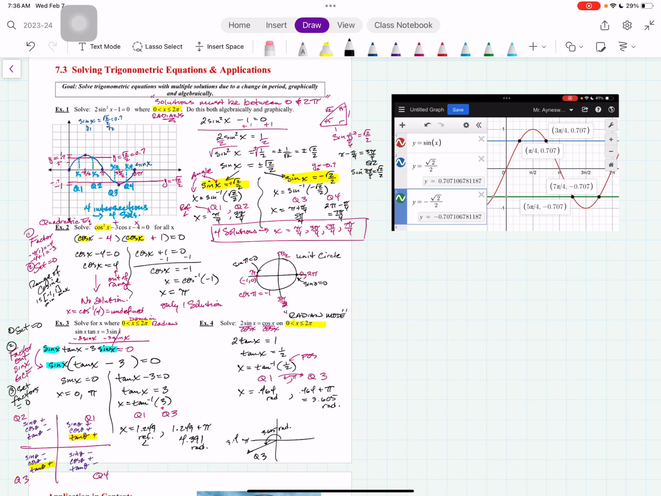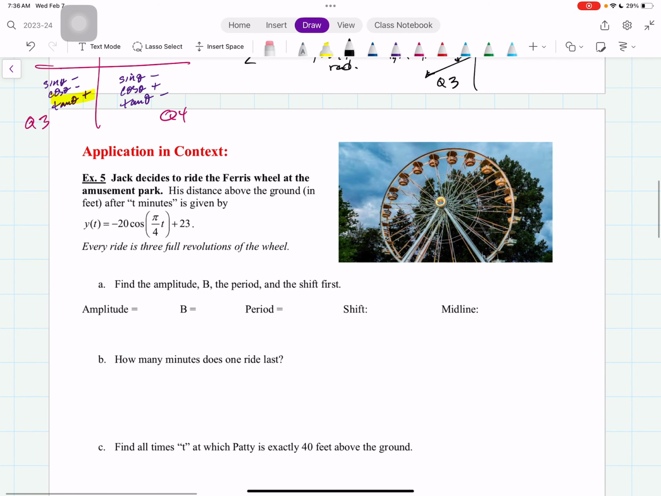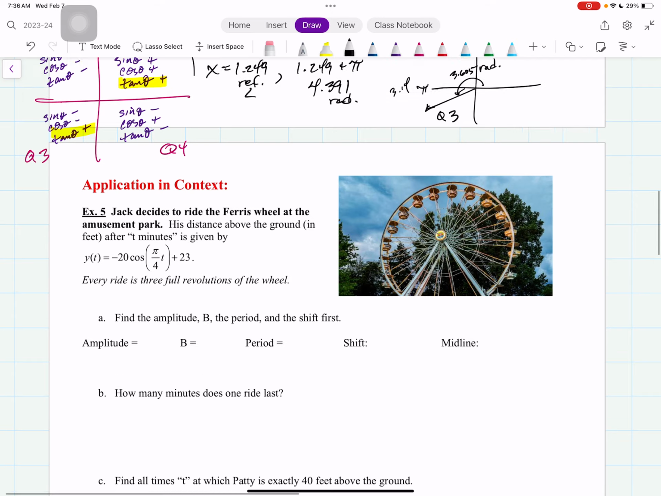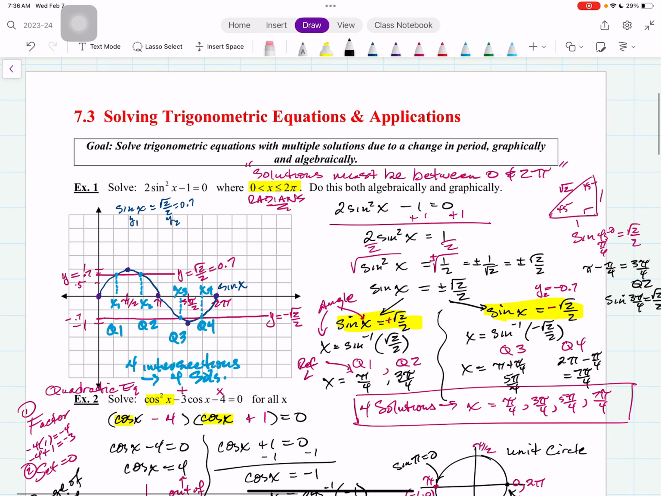If you need help on the second one here, the Ferris wheel problem, which is the application of what I'm talking about and is a really cool problem, go into my part two video and I'll talk about example number 5.